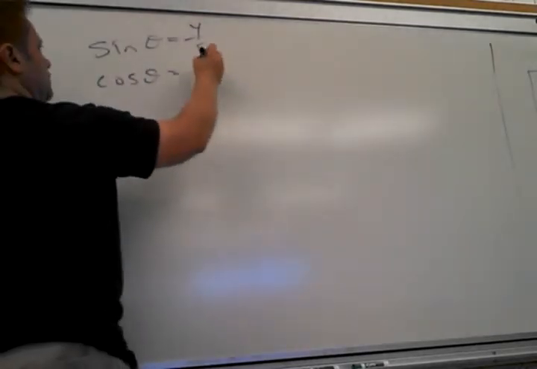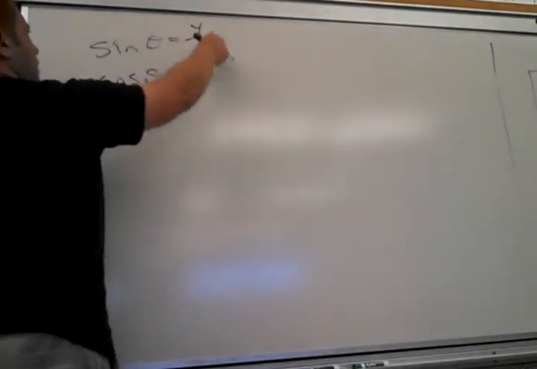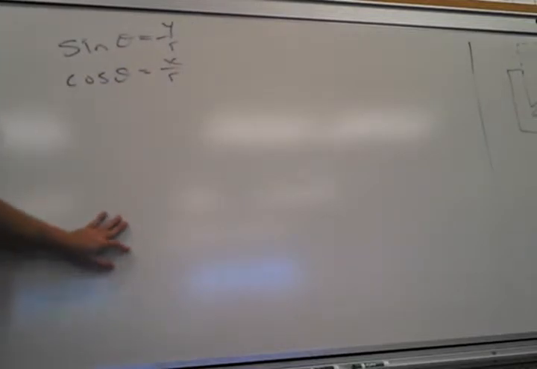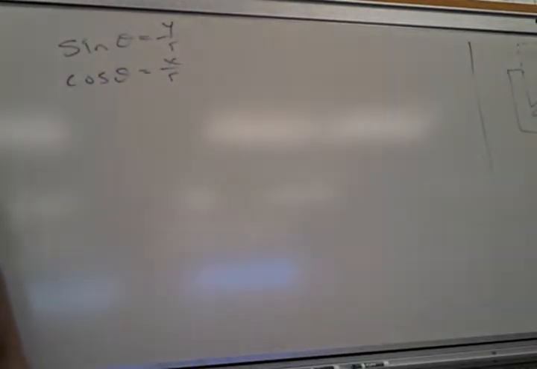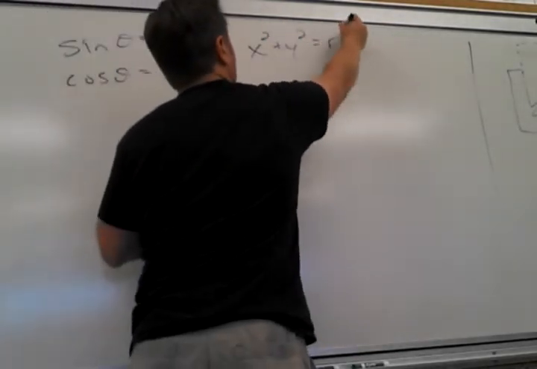What's the definition? X over R. And of course, what's true about X, Y, and R? Where do they all come from? Unit circle. How are they related? What's the basic definition amongst them? Y squared plus X squared equals 1. Okay.